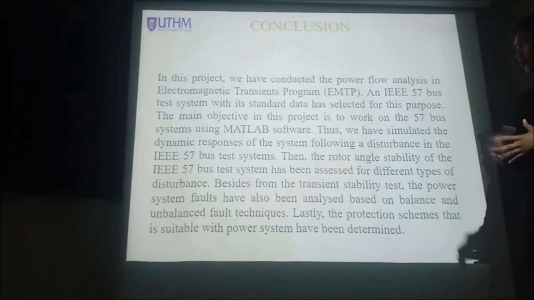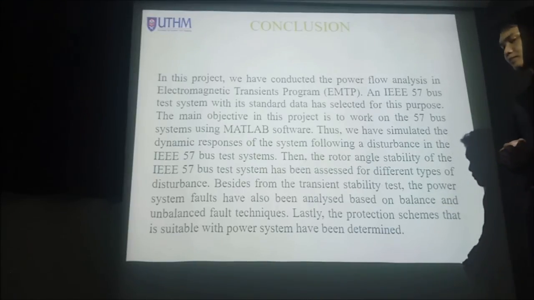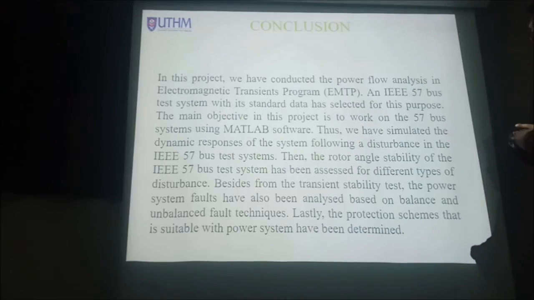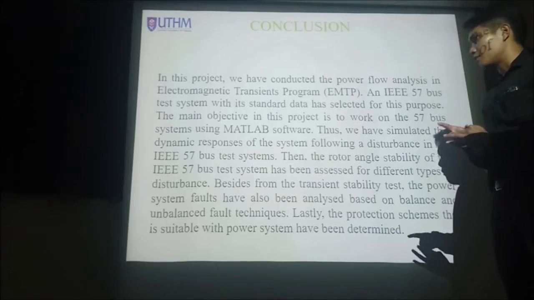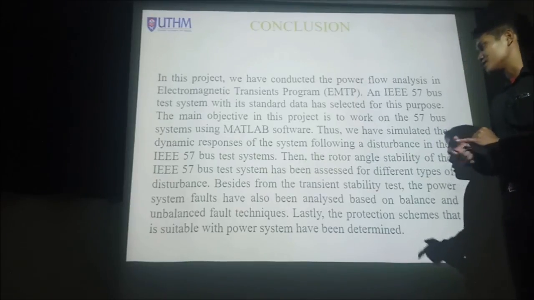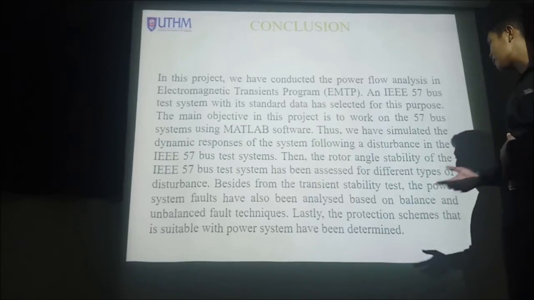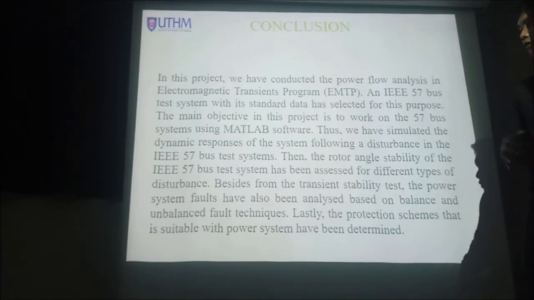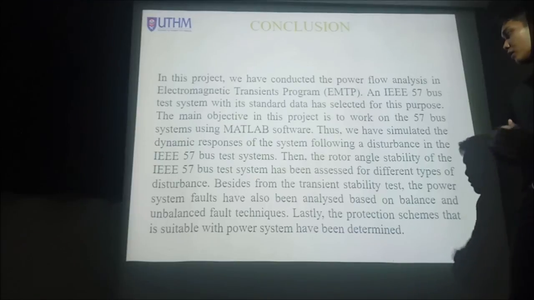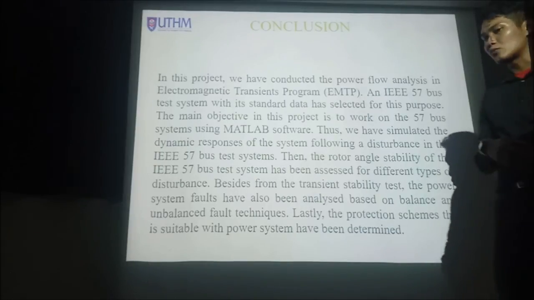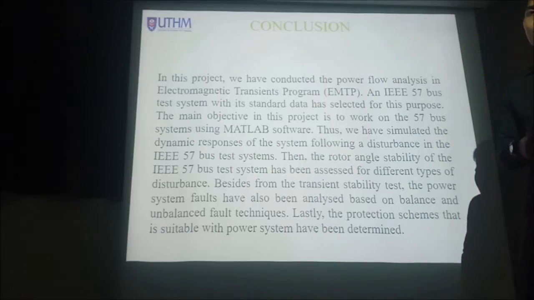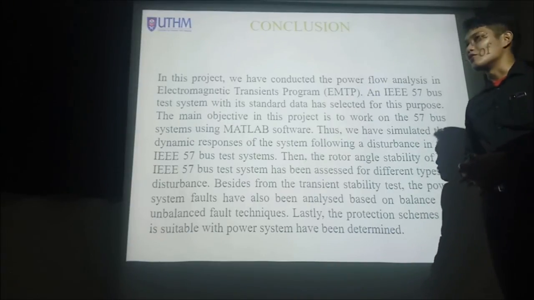This is the dynamic response of the system following a disturbance in the 57 bus test system. And then the rotor angle stability of the 57 bus test system has been assessed for different types of disturbance, which are stable, marginally stable, marginally unstable, and unstable conditions. Besides the rotor angle stability test, we found that the power system fault has also been analyzed based on balanced and unbalanced fault techniques. And lastly, we can conclude that the protection schemes suitable for the power system have been determined. That's all. Thank you.